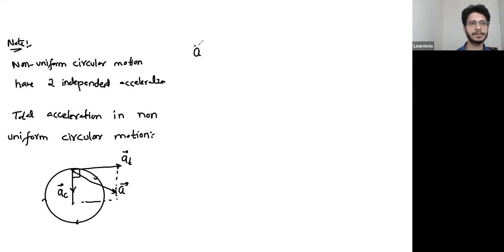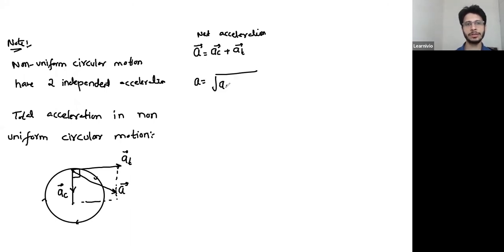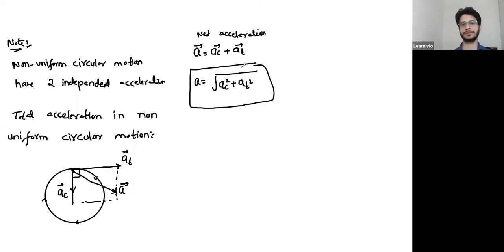So the net acceleration is the sum of centripetal and tangential acceleration. So the net acceleration would be root over AC square plus AT square. That is the net acceleration. You can even calculate the direction.